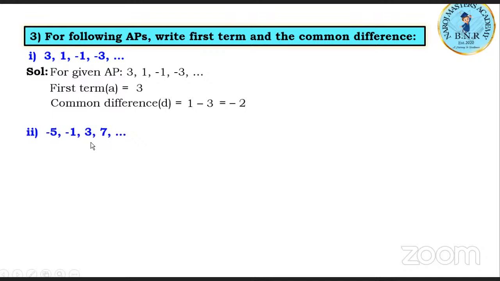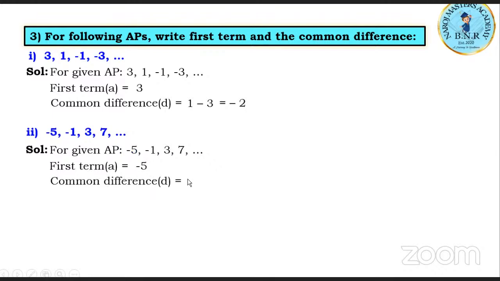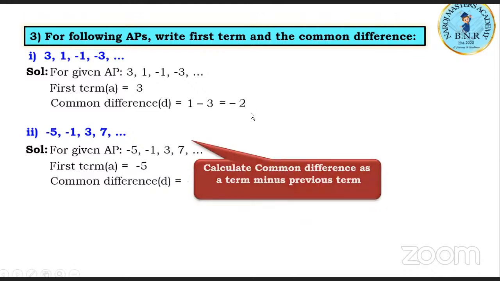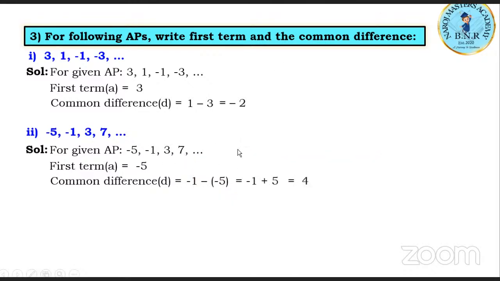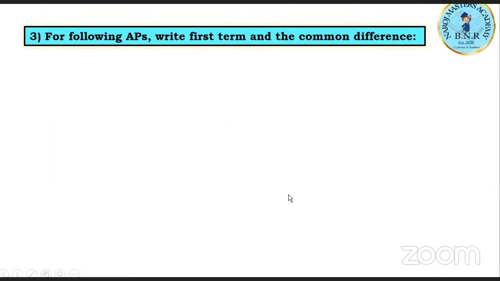Then for this one, what is the first term? Minus 5, sir. Minus 5. Very good. Then what is the common difference? Minus 1 minus of minus 5. So minus 1 plus 5. What is the answer? 4. Minus 1 plus 5, the answer is 4. Is it right? So we got the first term and common difference here for this question.